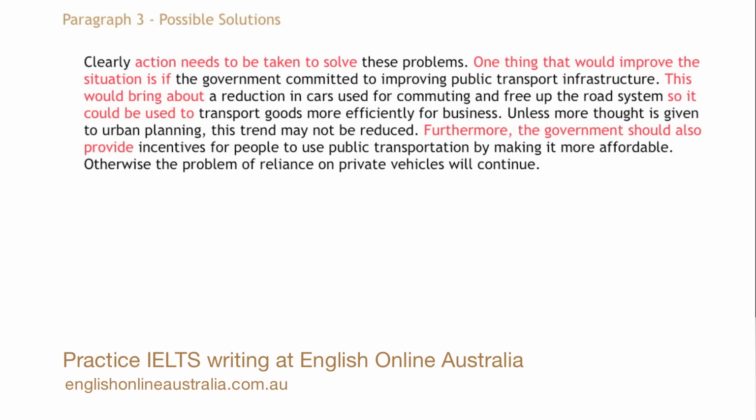Now, first of all, clearly action needs to be taken to solve the problem, so we need a way to suggest a solution. "One thing that would improve the situation is if": again, we're suggesting a solution. "This would bring about": so we're trying to justify the action to be taken. "It could be used to": here we're using modal verbs to suggest a possible way, and also we're saying "furthermore, the government should also provide". So again, we're using modal verbs to suggest possible solutions. And also we're using concession and conditionals to justify recommended action to be taken, as in these two examples here.